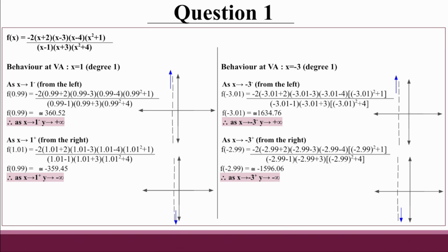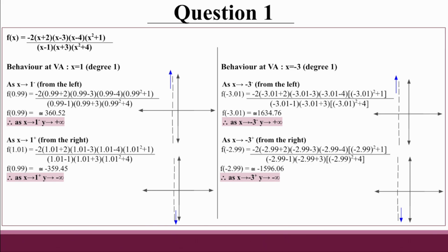To check the behavior as x approaches 1 from the right, I substituted 1.01 for x. f of 1.01 is approximately negative 359. This is a negative number, indicating that as x approaches 1 from the right, y approaches negative infinity.